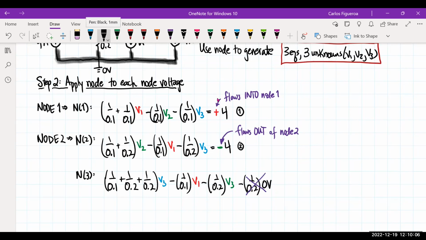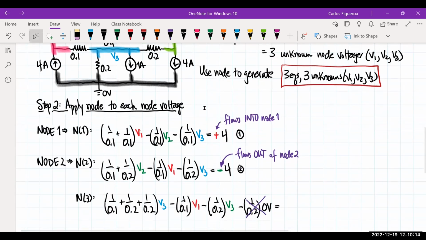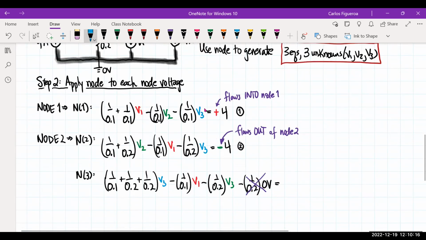Now let's look at the current sources. There's only one connected to the blue, which is this 1 amp, and it's moving out. So I have to write a minus sign because it's coming out, and this is going to be 1. This is equation 3 here. You can see that I have minus signs. Oops, wrong.